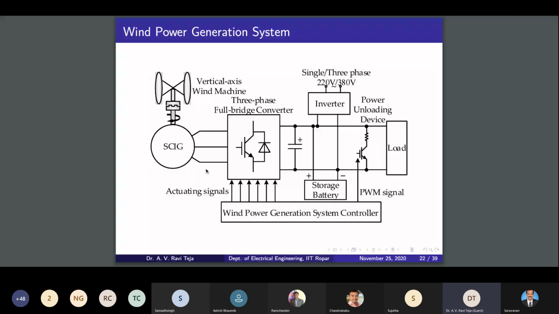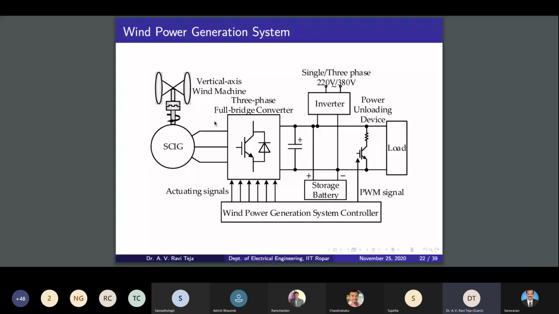And this power output in magnitude and frequency will keep on varying, because the wind speed will be changing throughout the day, and the turbine speed will change, and the mechanical input speed of the generator will also change, and so the output voltage generated also will change in magnitude and frequency both.